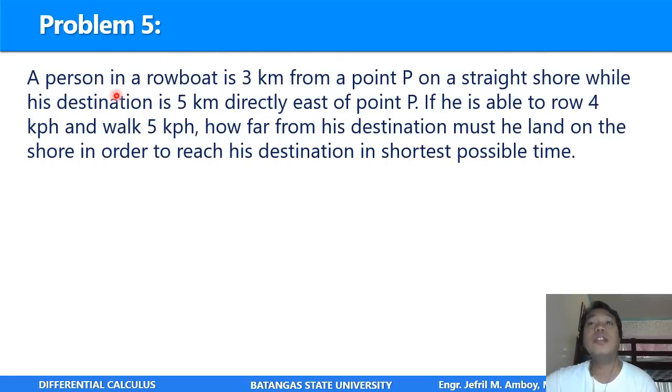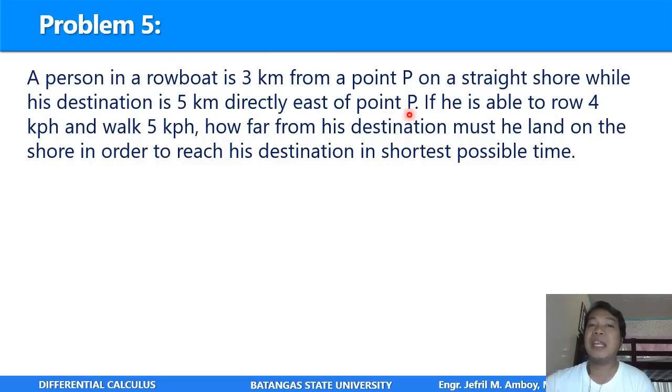There is a person who is in a boat, and that boat is 3 kilometers from a certain point P on a straight shore. Straight. Eh di kayo na lang kasi kayong straight. Hindi ako sali dyan. Okay. So that point P is on a straight shoreline, and his destination is 5 kilometers directly east of point P.